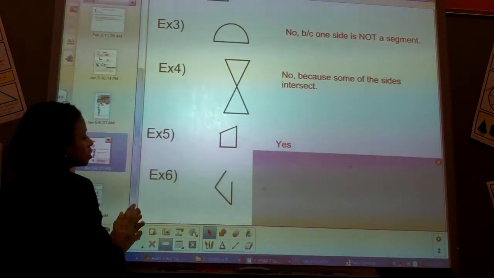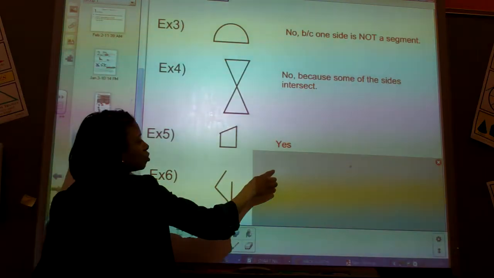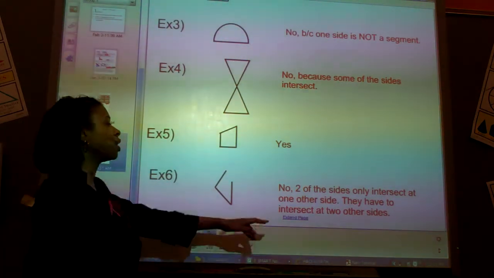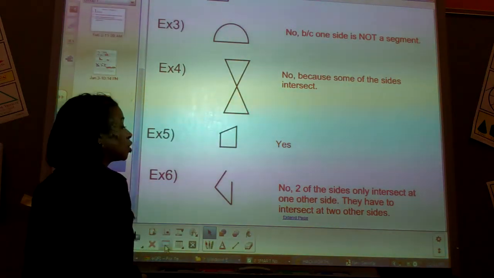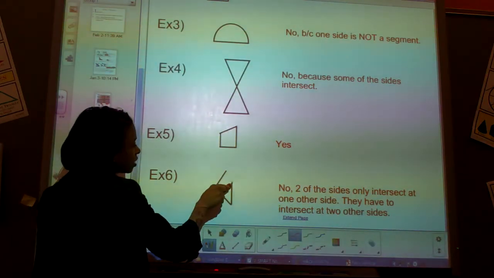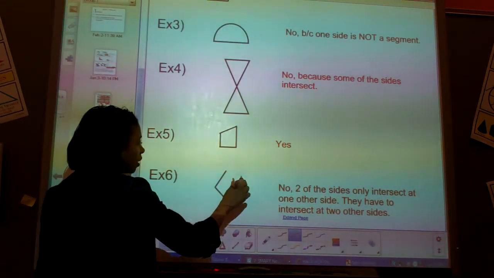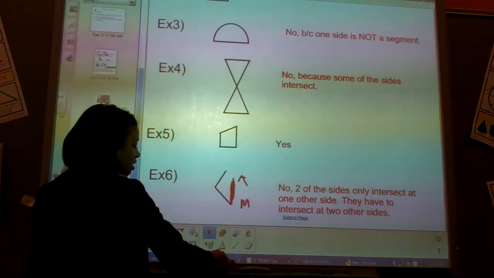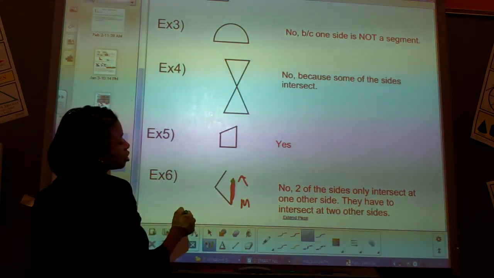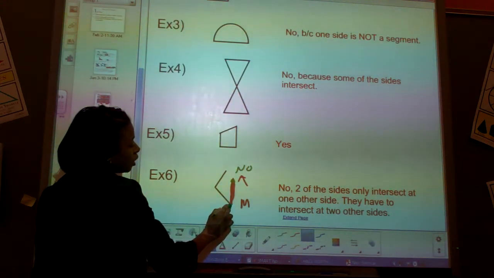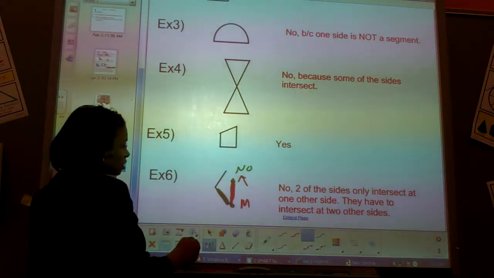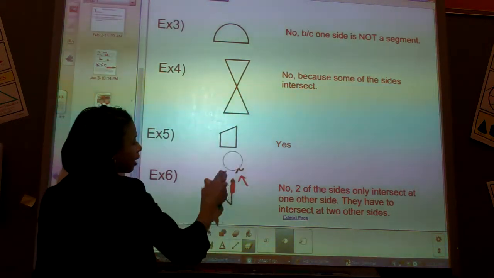And then example 6. Is this a polygon? You should have said no, because 2 of the sides only intersect one another. They have to intersect at 2 other sides. So for example, if I look at this segment here, and I call that AM, does endpoint A connect to another segment? The answer is no. What about M? Yes, it does. It connects to this segment there. However, A doesn't, so this is not a polygon.